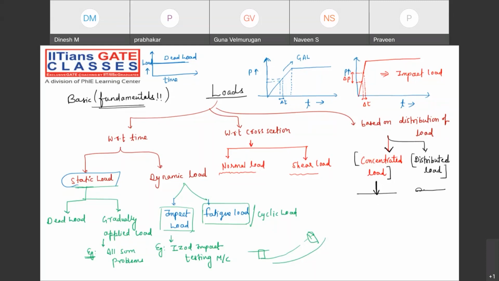Whenever there is a distribution of the load, like this or like this, we say it's a uniformly varying load. This is what, UDL load. This is what, point load. Please note down.